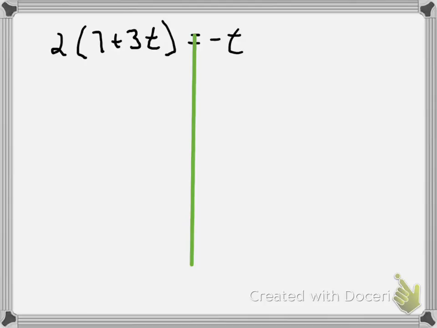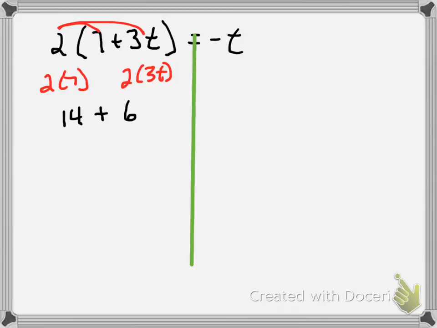Okay. Anytime you have parentheses and a variable, what's the only way to really deal with that? Okay, good. It's going to be the distributive property. So in my head, I did 2 times 7 and 2 times 3t. That's what's happening in my head. But on paper, I write down 2 times 7 is 14. And 2 times 3t is 6t.